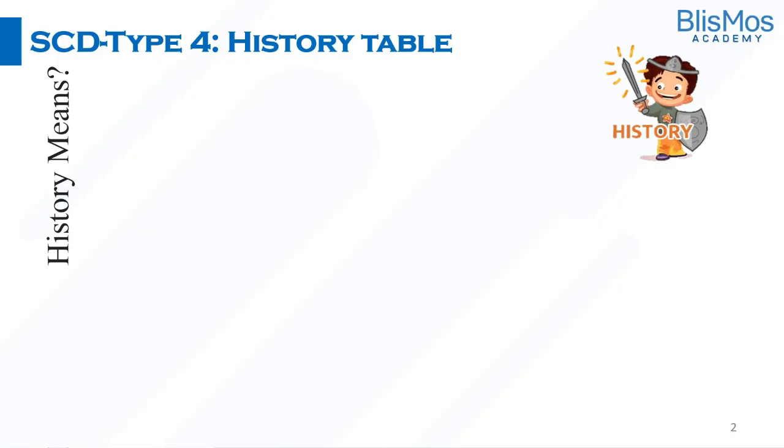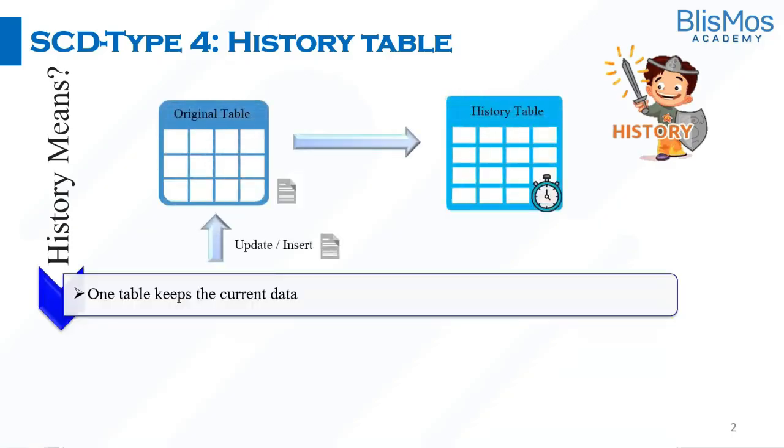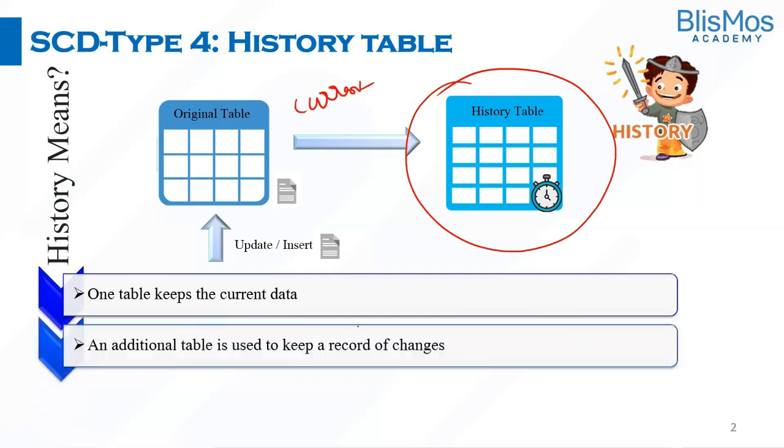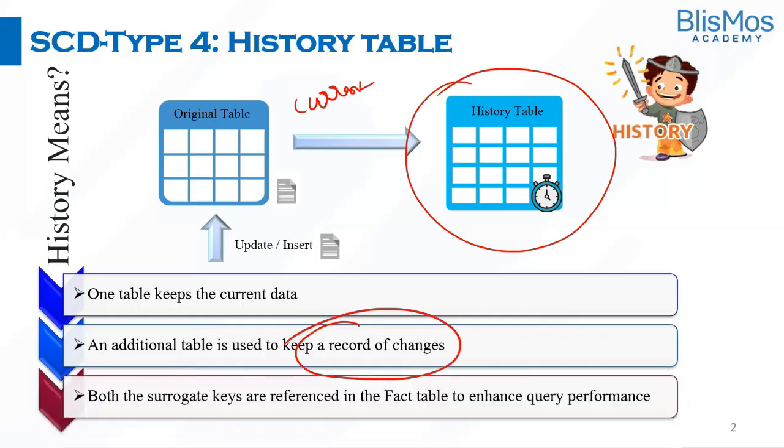Whenever there are changes in the dimensions, we'll track the changes by creating the history table. So one table keeps the current data and another table is kept to record the changes. That is a history table. So in order to have the reference, surrogate keys are referenced in the fact table to enhance the query performance.